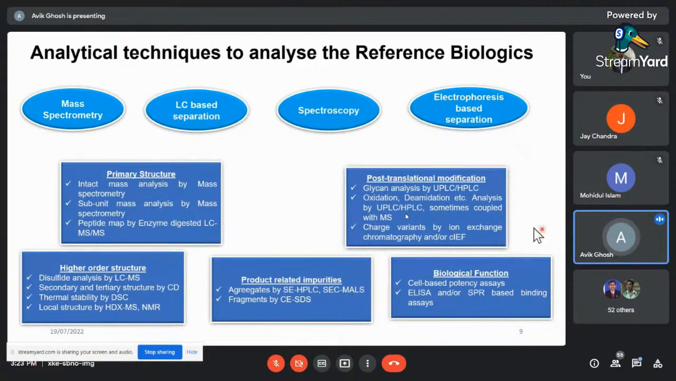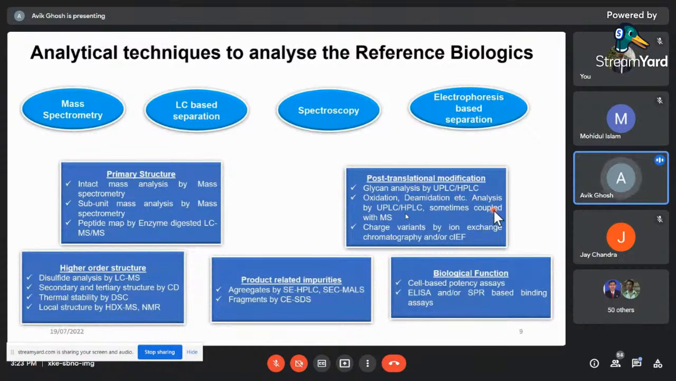And for post-translational modifications like glycosylation, which I mentioned is a very important part, it is generally done by UPLC or HPLC. Then oxidation and deamidation can all be done by UPLC or HPLC, and sometimes it can be clubbed with mass spec as well to get more detailed information. And then charge variants are generally done by ion exchange chromatography and or capillary electrophoresis based techniques.